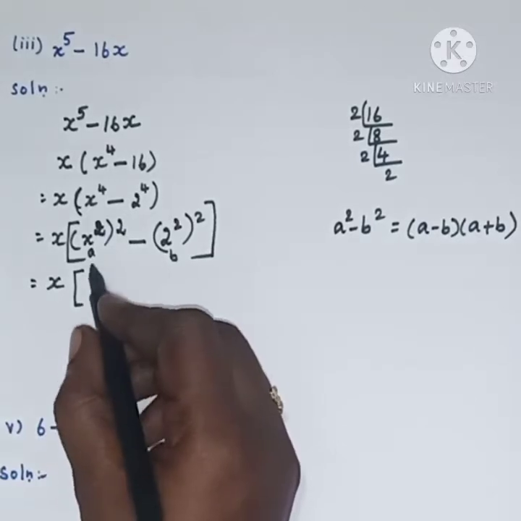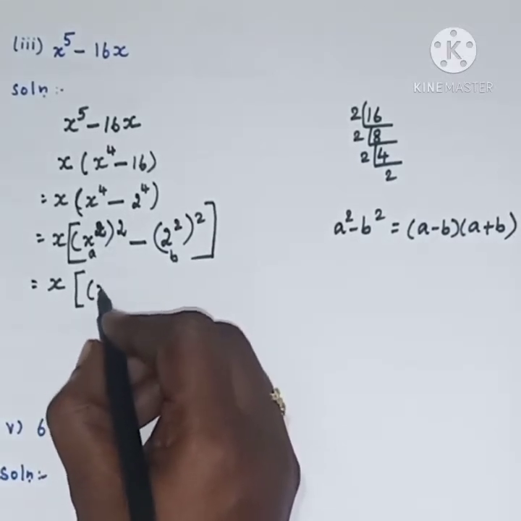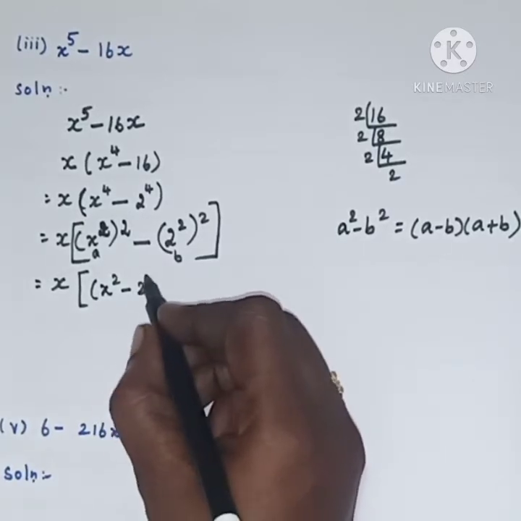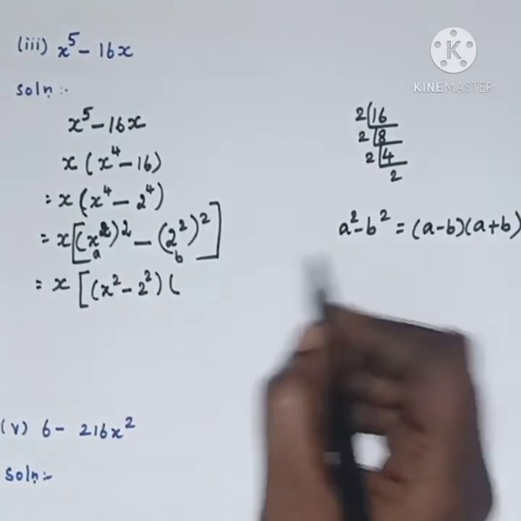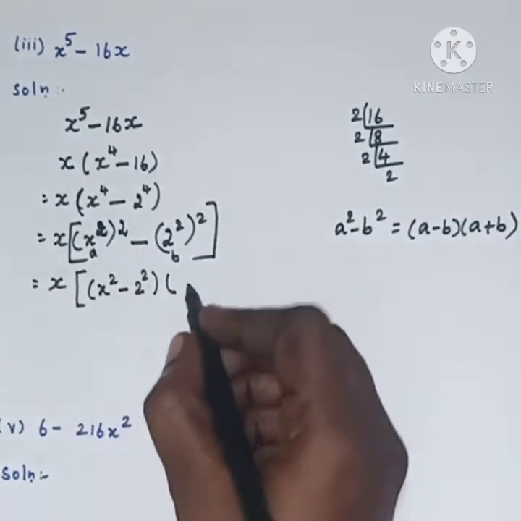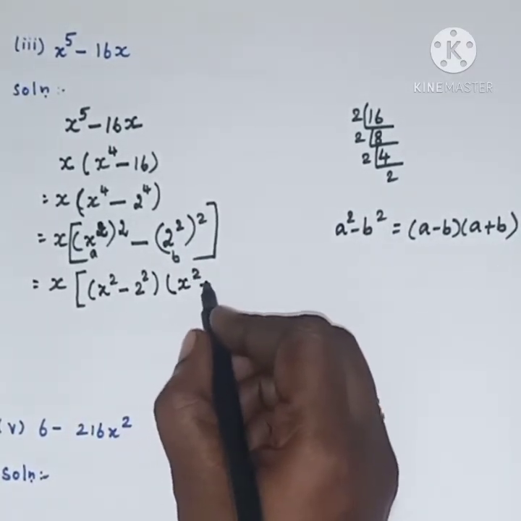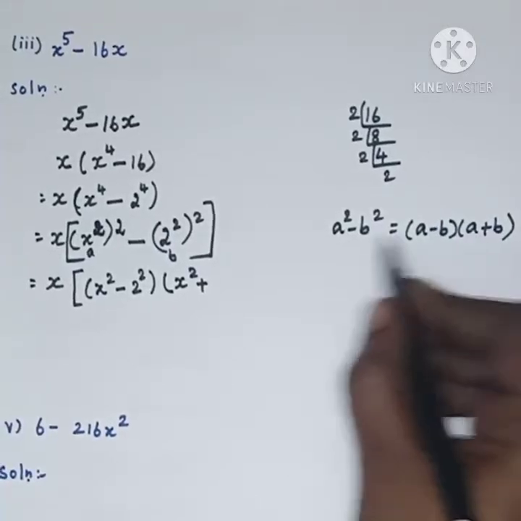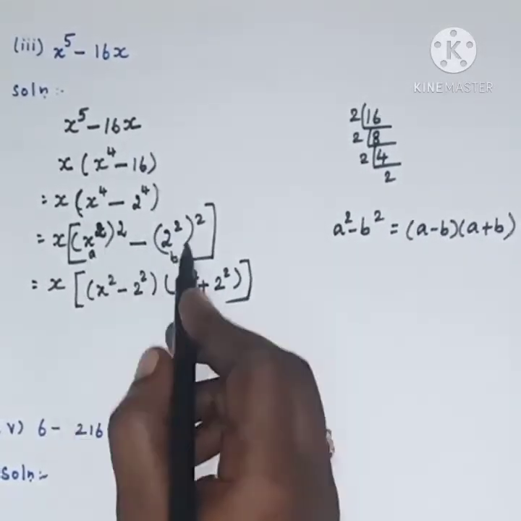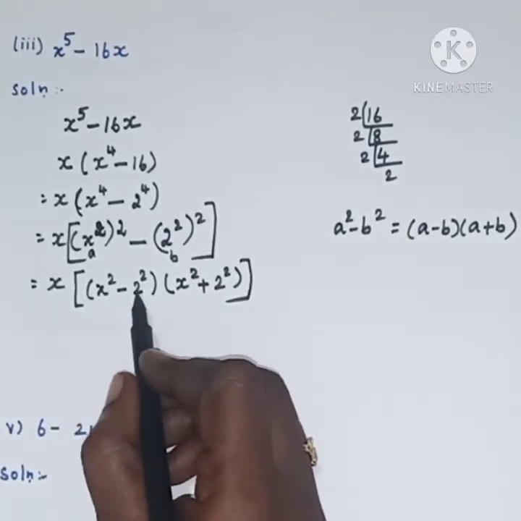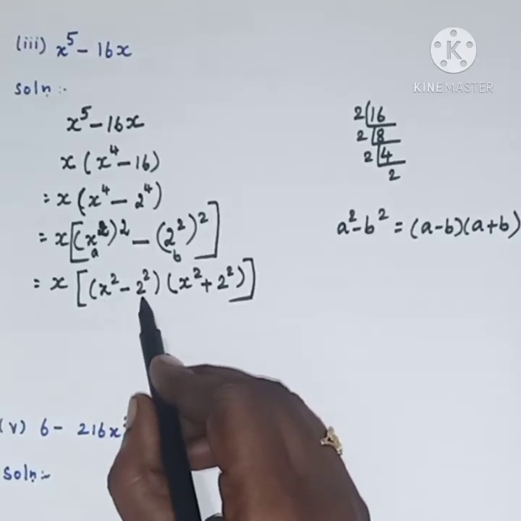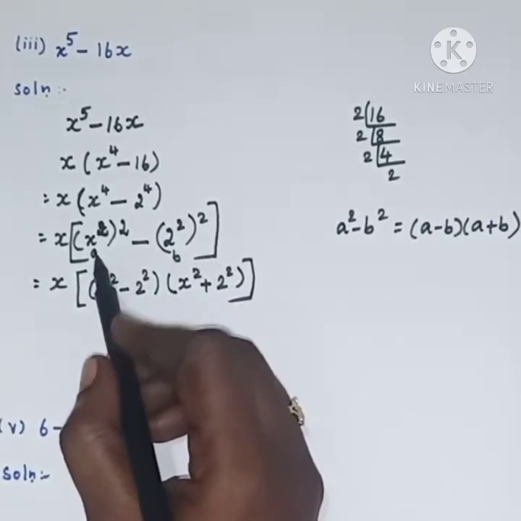So here the value of a is x square. So a minus b, the value of b is 2 square here. So a minus b into, again a plus b we have to write. Here the value of a is again x square plus b, b is 2 square. So this expression can be written as x square minus 2 square into x square plus 2 square. A minus b into a plus b.